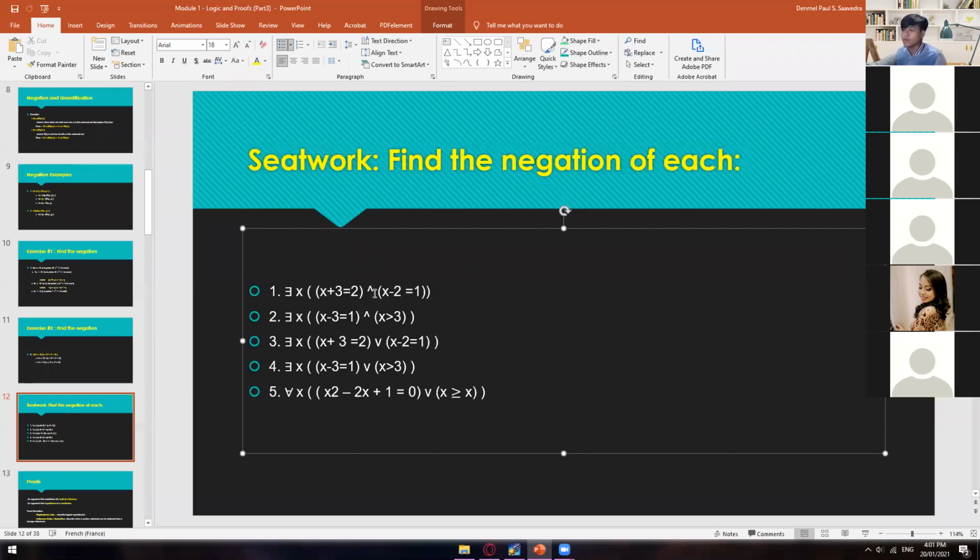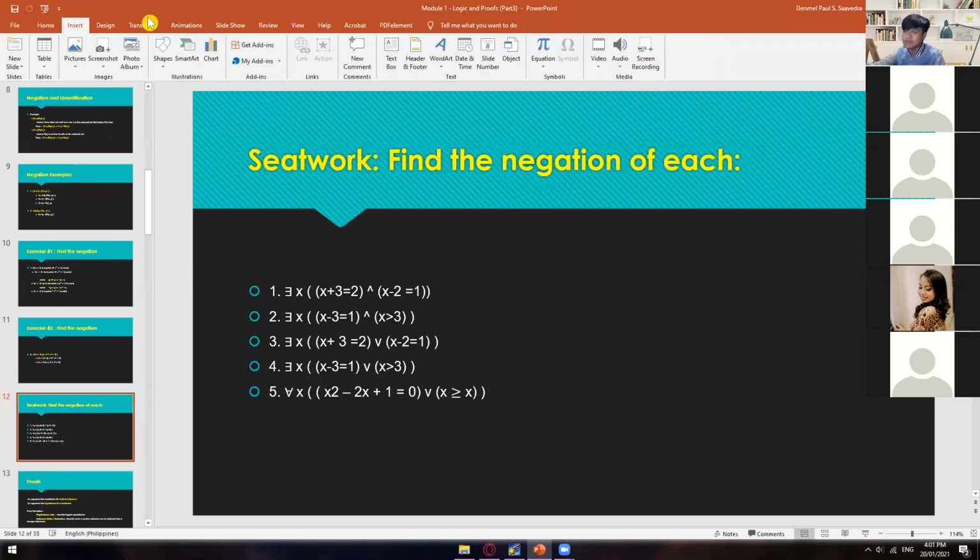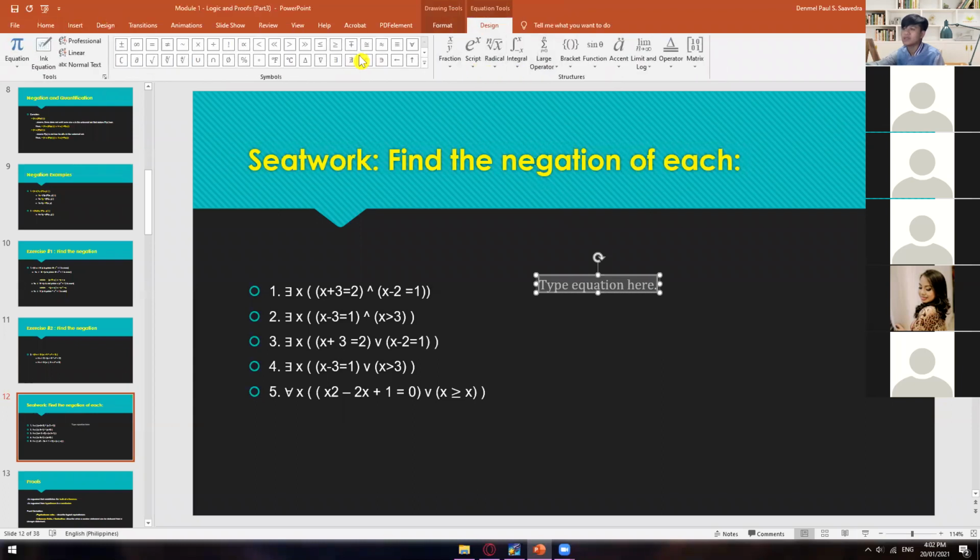And then where can you find the other symbols? Just go to Insert. It's the same in Microsoft Word. Go to Insert and then click Equation, and then you will see those symbols. We have here the not equal, less than, greater than, less than or equal, greater than or equal, the flipped E, which is for existential, and then where is the universal? Universal.